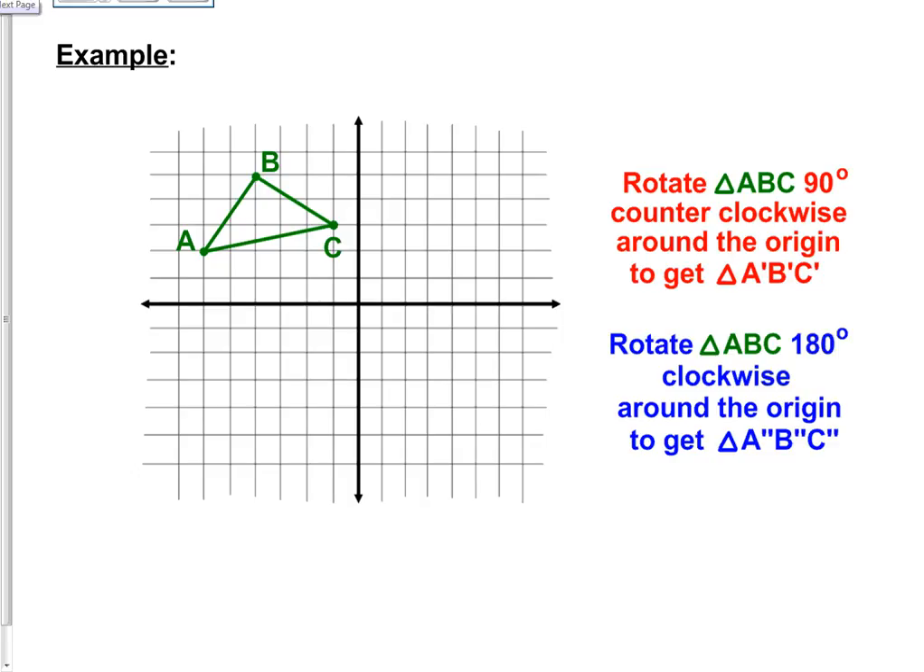Okay, now if we're going to be rotating these triangles all over the place, then clearly we're going to have to know what the coordinates of triangle ABC are, because we're going to be switching and swapping abscissa and ordinate values, so we better know what those values are. So let's take a look. Point A is at negative 6, comma 2: negative 6 on the x-axis, positive 2 on the y-axis. Point B is at negative 4 on the x-axis and positive 5 on the y-axis. And point C is at negative 1 on the x-axis and positive 3 on the y-axis.